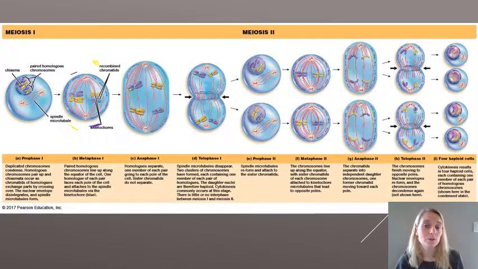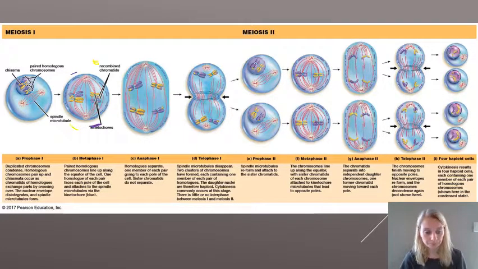Well, this is another one of those events that leads to genetic diversity. It's what's called independent assortment or random alignment of the homologous chromosomes. So it could be all different ways, and we're going to see that a little bit later. I just wanted to point out that's where that event occurs. So you have prophase 1 with recombination and metaphase 1 with independent assortment, and that's going to help with this genetic diversity.